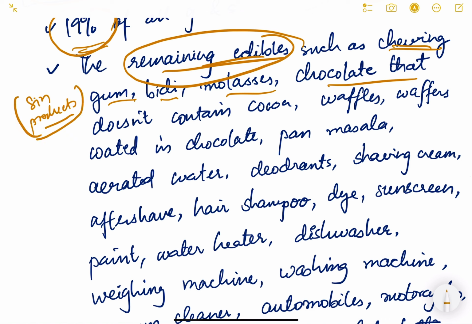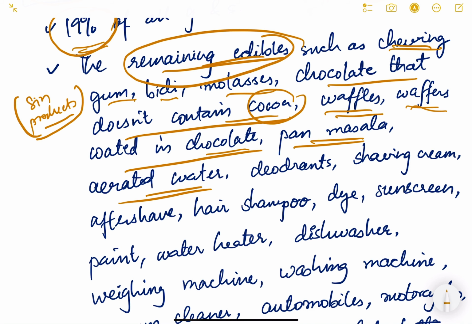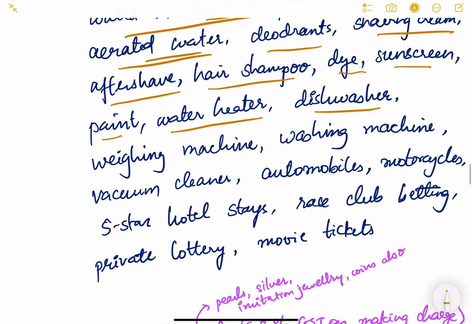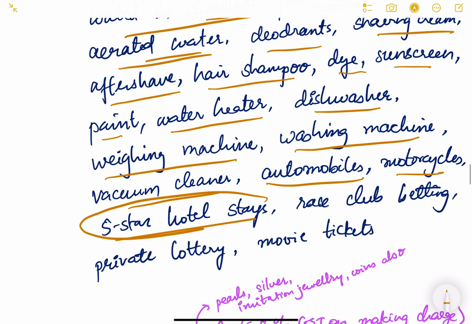बीड़ी, molasses, chocolate that doesn't contain cocoa, waffles, wafers coated in chocolate, pan masala, aerated water, deodorant, shaving cream, aftershave, hair shampoo, dye, sunscreen, paint, water heater, dishwasher, weighing machine, washing machine, vacuum cleaner, automobiles, motorcycles, 5-star hotel stays. Okay, if you want to stay in 5-star hotel, 28% GST, race club, betting, private lottery, movie tickets.